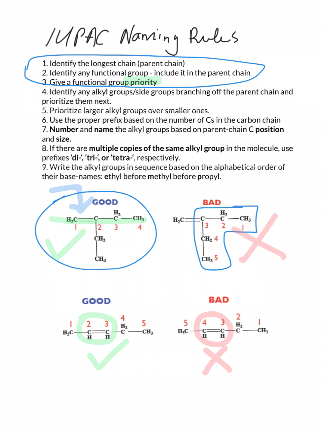Looking through these other rules, they're mostly about the alkyl groups, how you number the alkyl groups, giving them priority after the functional group, and how you name those using their own little prefixes of di, tri, and tetra, and putting them in proper alphabetical order after that. So I'll show you through example how to do that in a second.